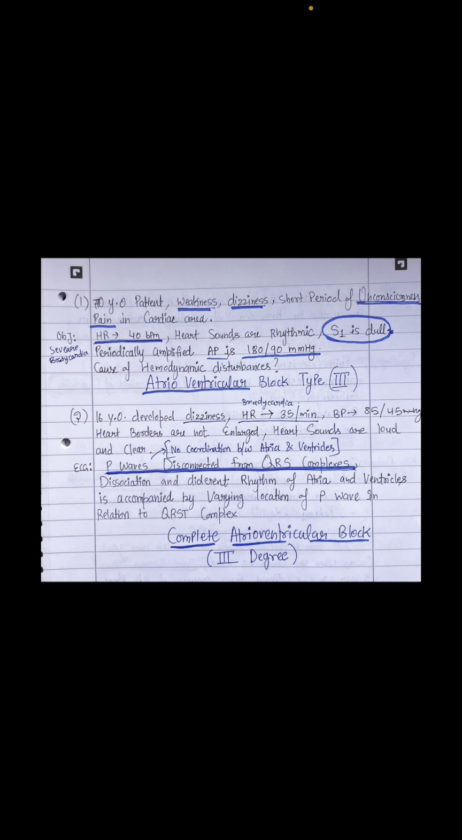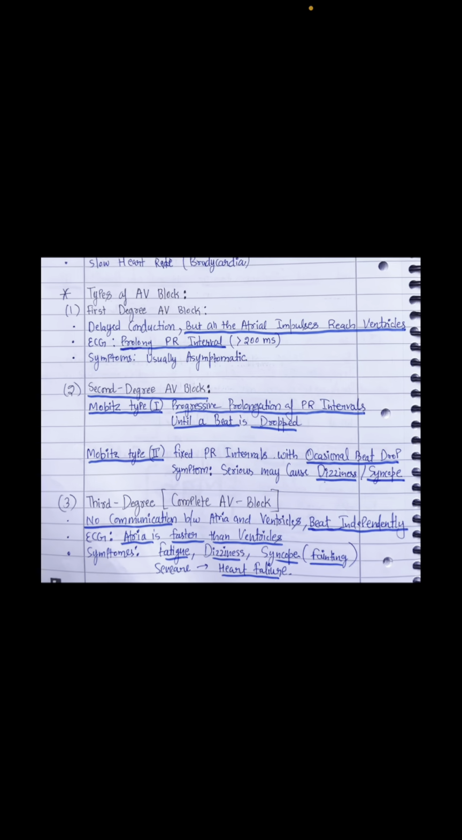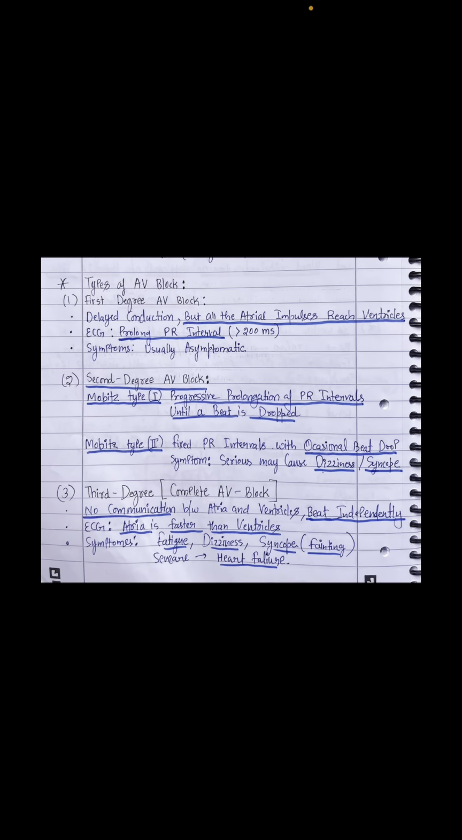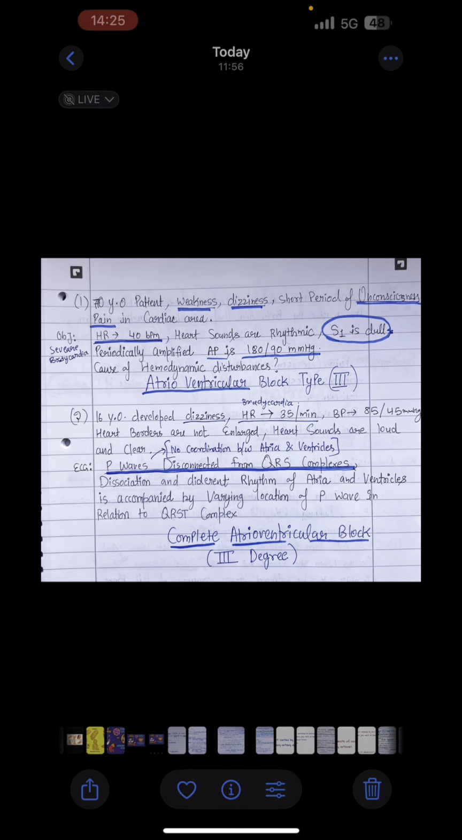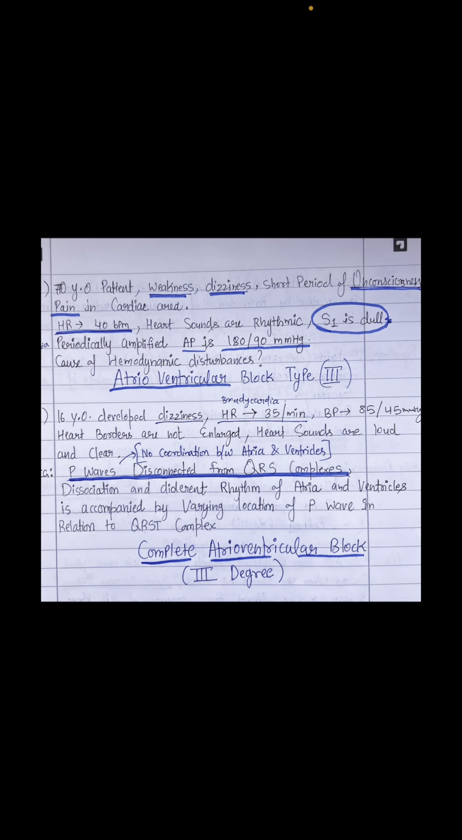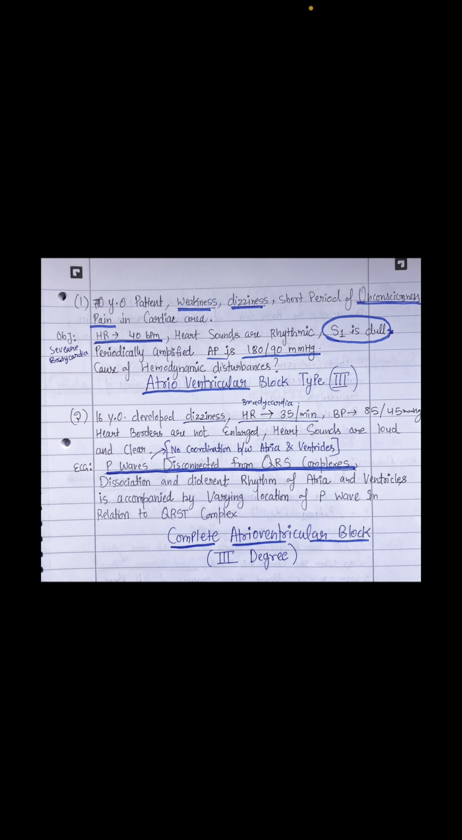Let's see, the next patient is a child, 16 years old. So let's come to the ECG findings. Bradycardia is there in this question as well. The ECG finding shows P waves are disconnected from the QRS complex. So we got what we needed in the question, that the atria and ventricles beat independently in the third degree block. That's why we are getting P waves which are disconnected from the QRS complex. So mark the third degree atrioventricular block.